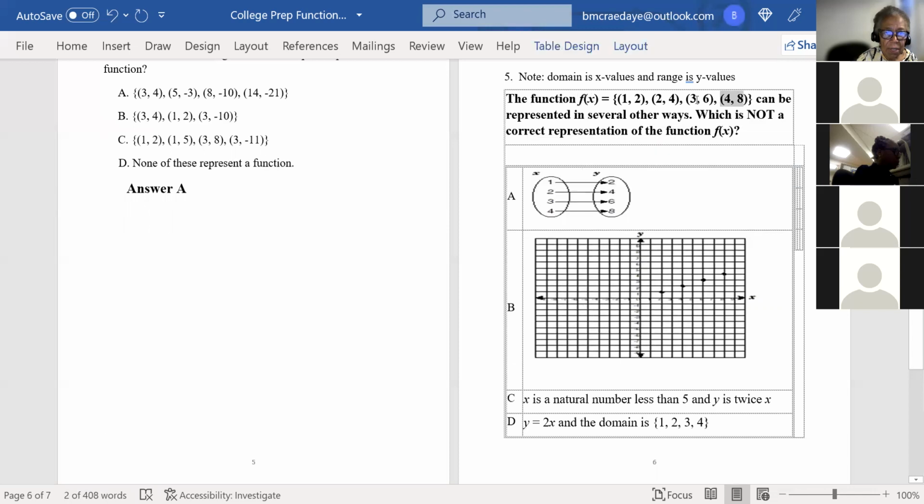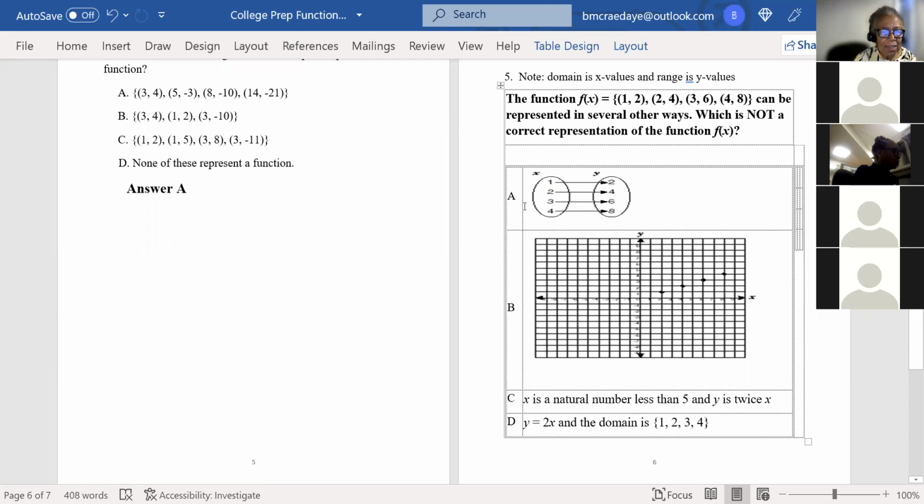Let's see. I can copy it. Okay, that's the function. Now, what are the X values in this function, Latoya? 1, 2, 3, 4. That's right. Those are your X values. And your Y values are what? 2, 4, 6, 8. Okay.